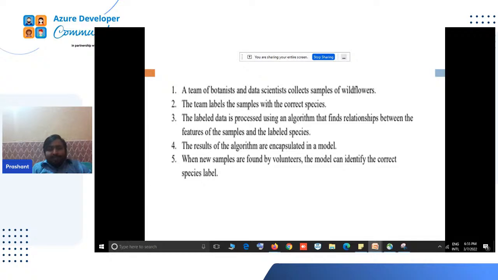Next, they would process it through the algorithm to find the relationships between the samples and the labeled species. Once this gets encapsulated in a model, whenever any new species is found, we simply have to provide that to the model, and it would be able to identify the correct label. So we don't need to label it afterwards.